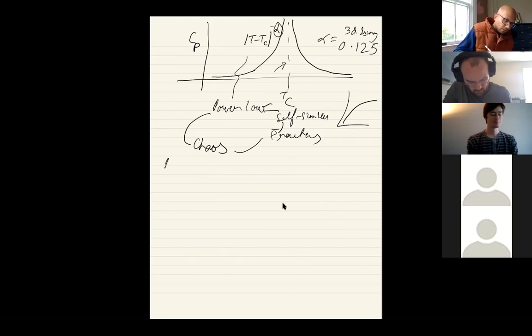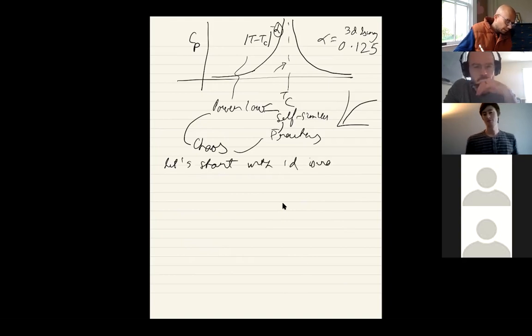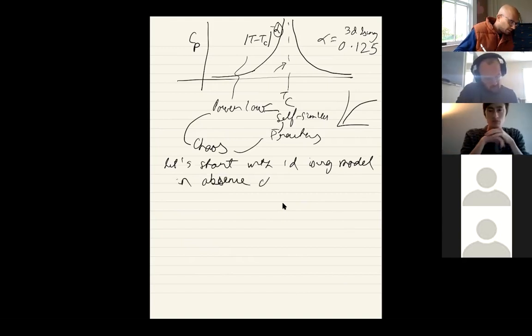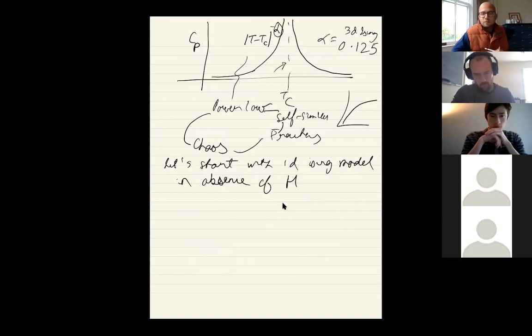So let's start. In order to see renormalization group theory, we will start with the 1D Ising model in the absence of an external magnetic field. At this point, you might go like, well, what are you trying to do here? In the 1D Ising model, there is no phase transition. So what will we get in here?